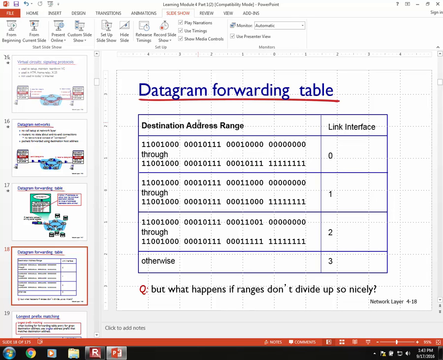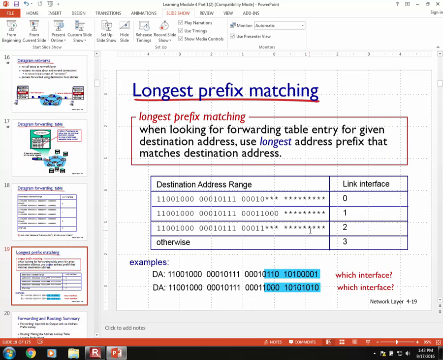But what would happen if the ranges don't divide up so nicely? So what we do is use what's called longest prefix matching. When looking for a forwarding table entry for a given destination address, we use the longest address prefix that matches the destination.